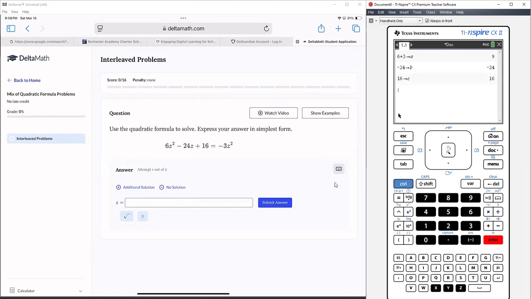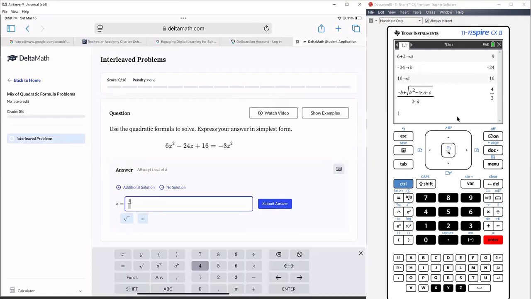And now I'm just going to put in the quadratic formula. Control divide is going to be a negative b plus or minus. I just have to do it one at a time. This would be the square root of b squared minus 4a times c, divided by 2a. Now, I'm going to press enter. Now, I get a fraction, so I'm good. I don't have to change anything. I can just go here and enter that. So that's going to be 4 over 3.